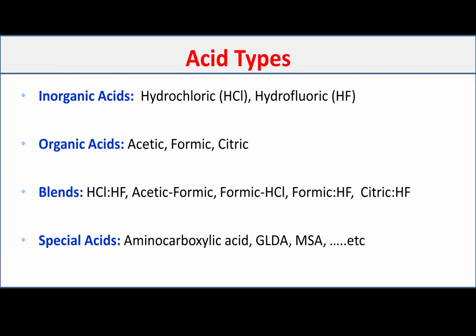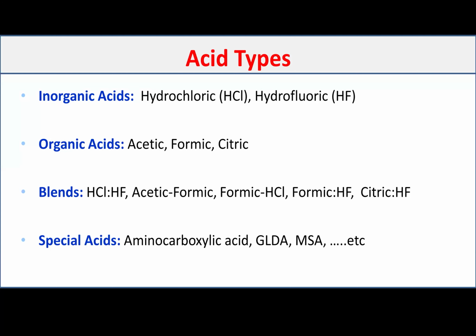The third type is blend, and as engineers, we like blend. By blending two acid systems, we're usually trying to maximize the benefits from each system by itself. So the HCl-HF system allows us to do sandstone acidizing and minimize the precipitation that can happen because of the HCl in the formulation.